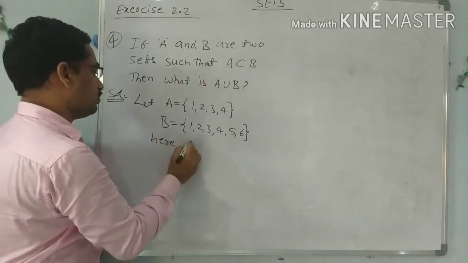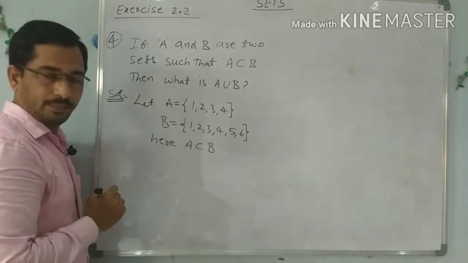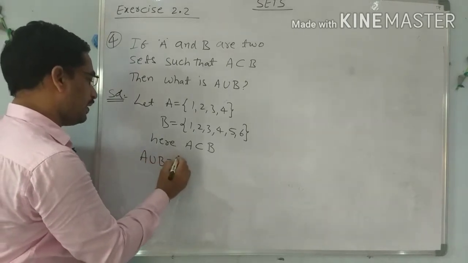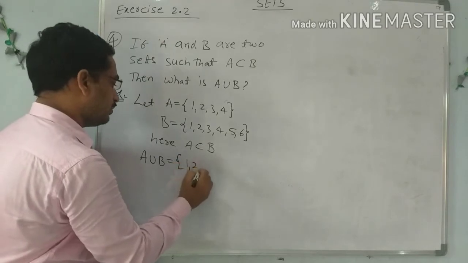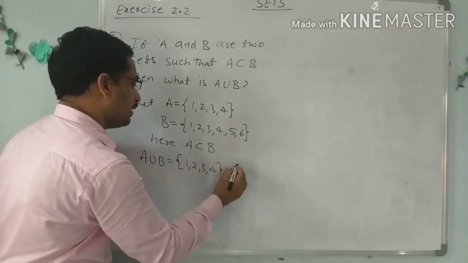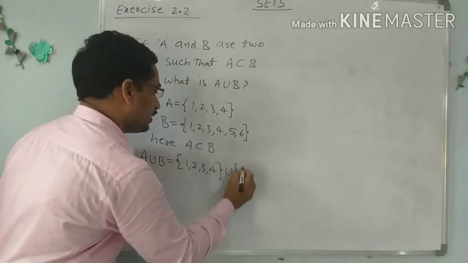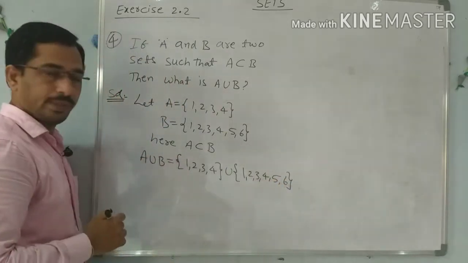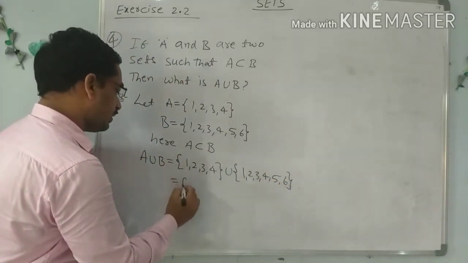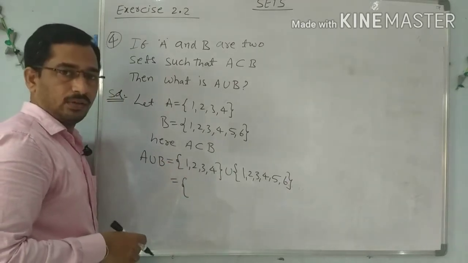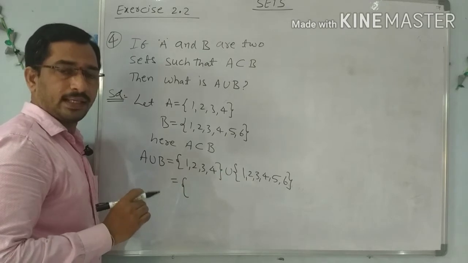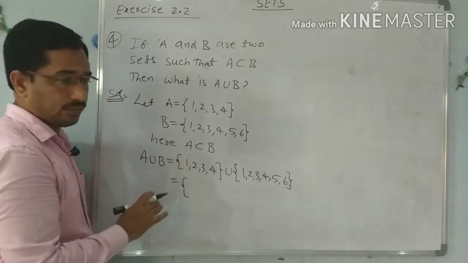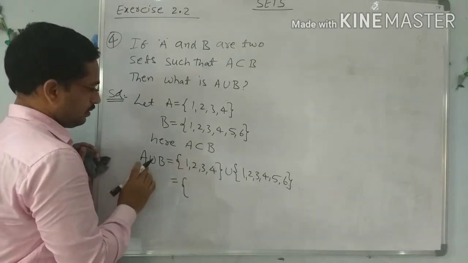Here we are considering two sets which satisfy A subset B. Next, what is A union B? Now find out A union B. A union B means write the elements of A, 1, 2, 3, 4, union elements of B. So what are the elements of B? 1, 2, 3, 4, 5, 6. Now union means you have to write all the elements. A union B equal to x such that x belongs to A or x belongs to B, so write all the elements that lie in A and B.